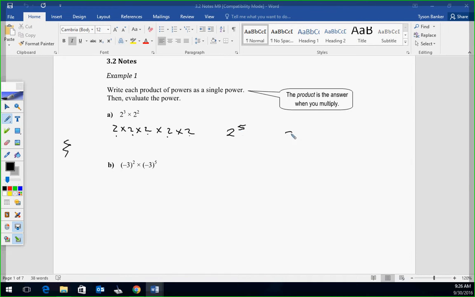So what that would be is 2 to the 3 plus 2. We add the exponents. That's what we're looking for, which gives us 2 to the 5th. It says to evaluate, and 2 to the 5th is 32. Close, one too many: 2 to the 6 is 64. Okay, good. Next one, -3 squared times -3 to the 5th.